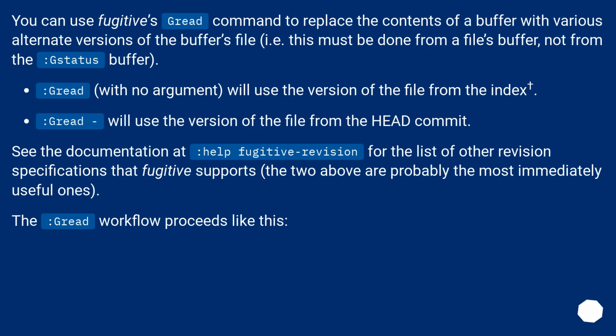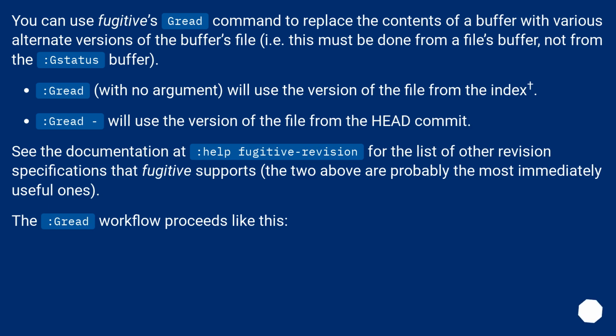You can use fugitive's :Gread command to replace the contents of a buffer with various alternate versions of the buffer's file, i.e. this must be done from a file's buffer, not from the :Git status buffer. :Gread with no argument will use the version of the file from the index. :Gread HEAD will use the version of the file from the head commit. See the documentation at :help fugitive-revision for the list of other revision specifications that fugitive supports. The two above are probably the most immediately useful ones.